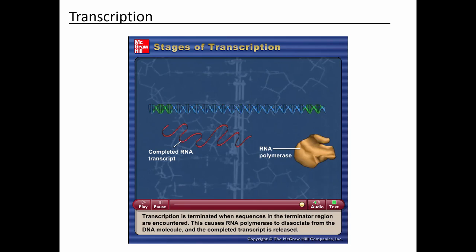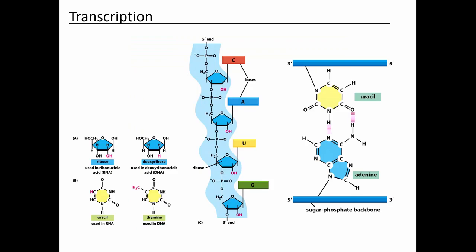Okay, so that describes essentially what happens in transcription. We're going to go into a little bit more detail as we discuss it. One of the first things you want to realize in transcription is what the product is. The product of transcription is an RNA molecule.